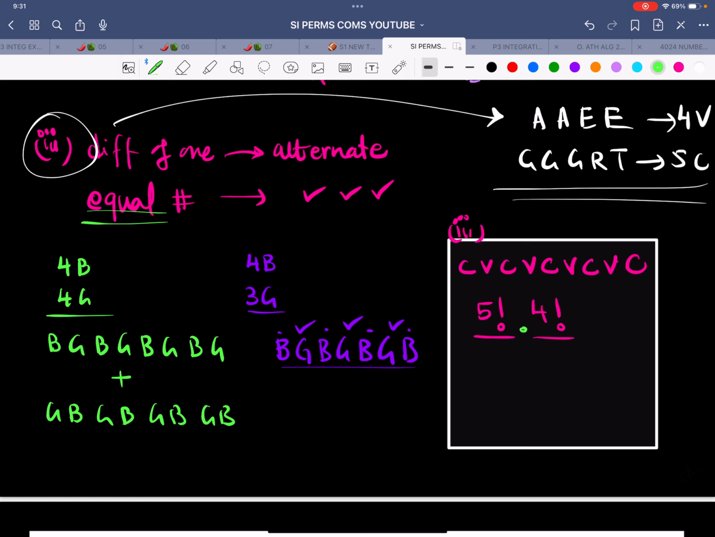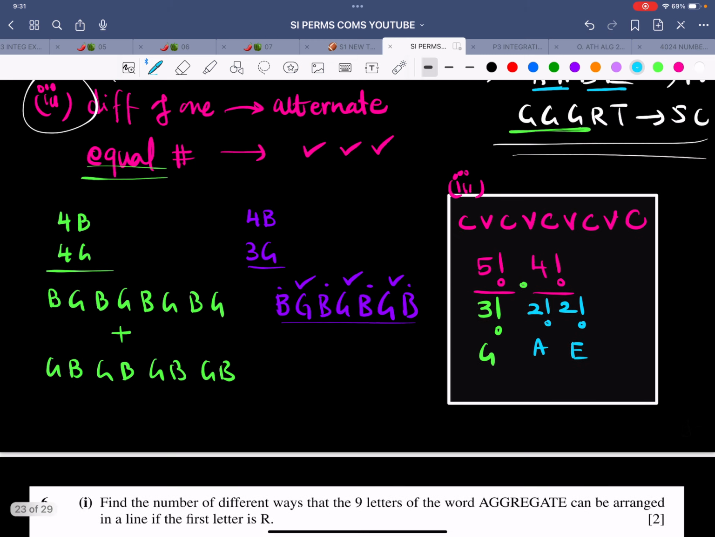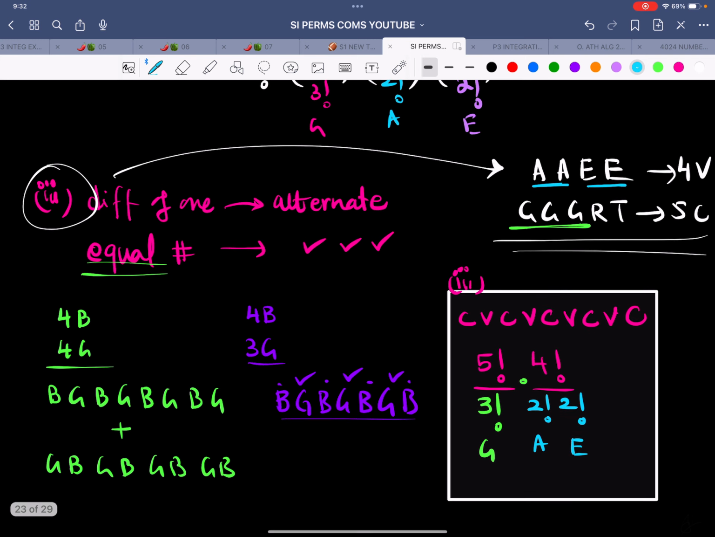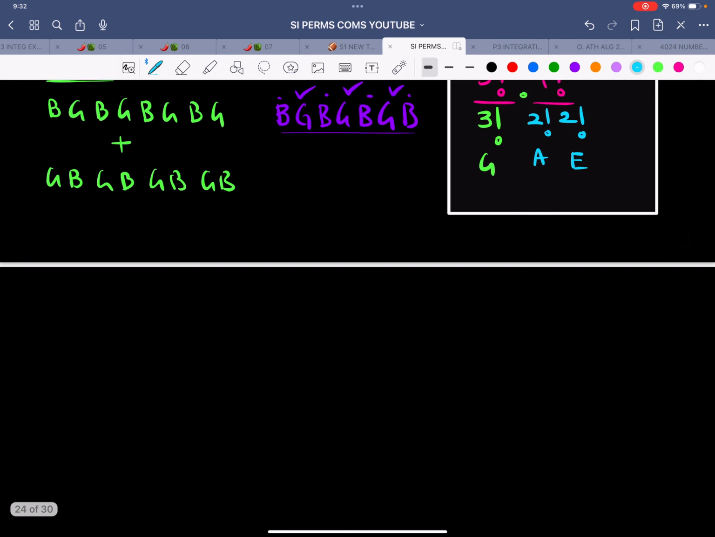What goes down in the denominator? There are 3 G's. So for the consonants, divide by 3 factorial for the 3 G's. And what about the vowels? That is 2 and 2. So 2 factorial and 2 factorial over here. This is for A and this is for E's. Got the idea? So now let me just add a page so I can do some working comfortably.